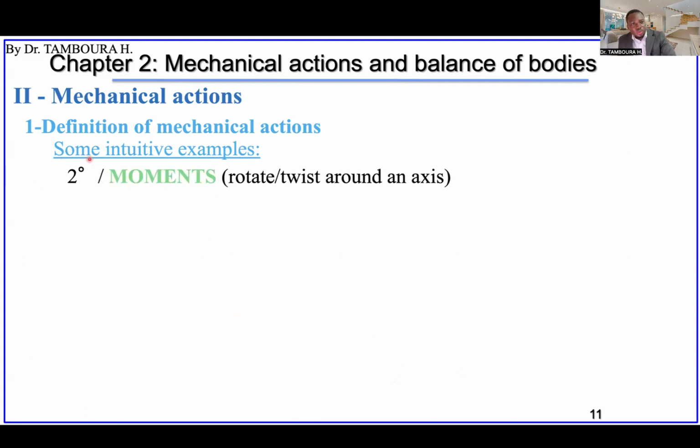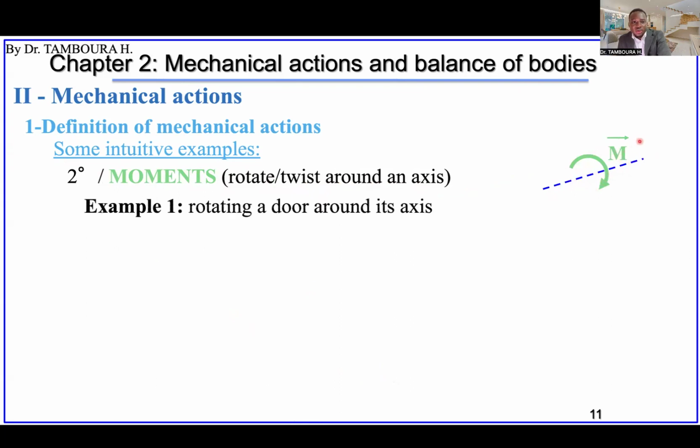And let's go now for a moment, the second big family of mechanical actions. Moment, which means rotate or twist around an axis. So one example, the representation is something like this. So the force, and you did this. M is for moment. First example, rotating a door around its axis.